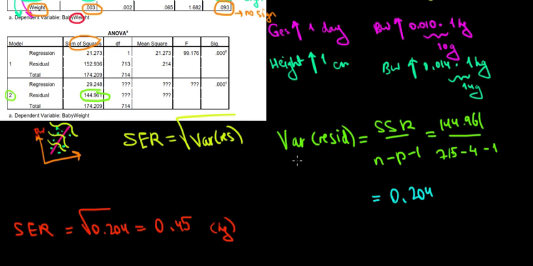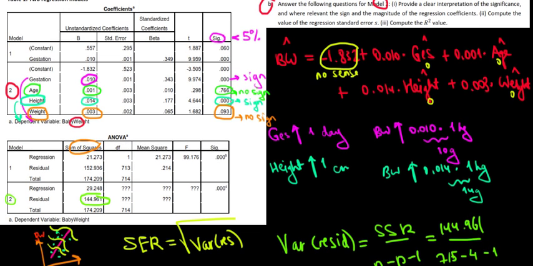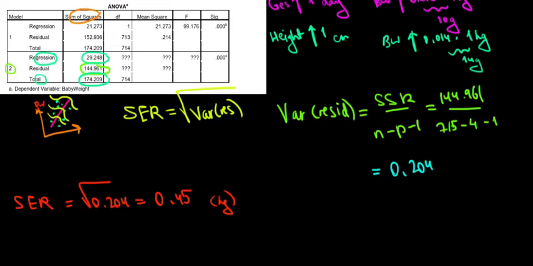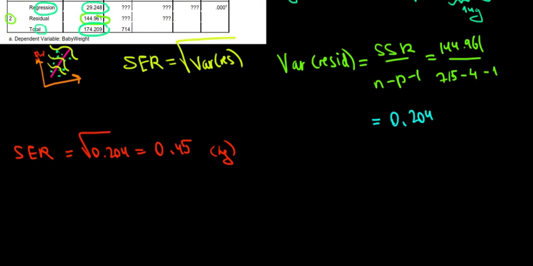And one last thing, the r square. So what's the r square of this model? Well, recall, the r square is just going to be a ratio of the variation explained by the model, by the regression, relative to the total variation. So we'll just take the ratio of 29.248 relative to 174.209. So let's do it over here below, keeping the table visible.